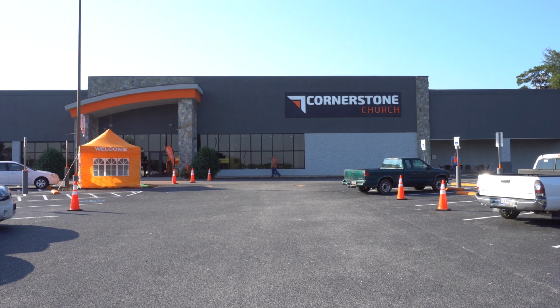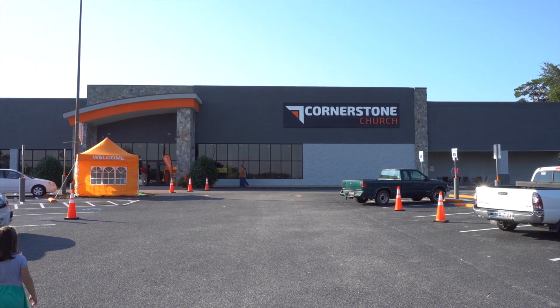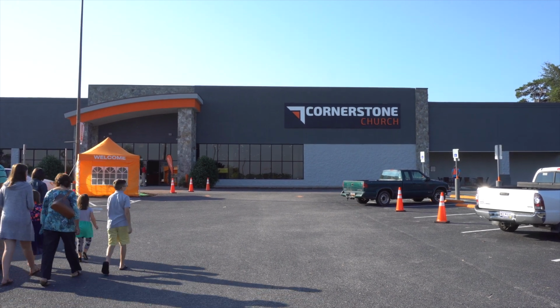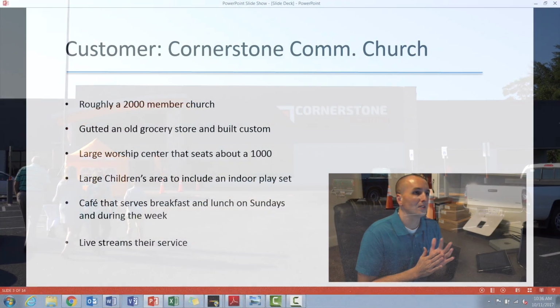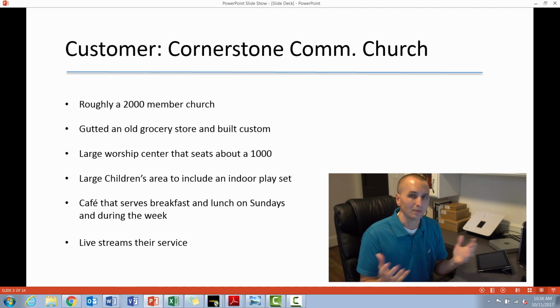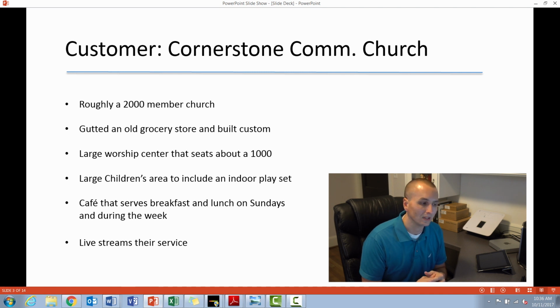It's a church. I live in South Carolina, a church in South Carolina, a larger church. They're roughly a 2,000 member church. What they did was kind of neat. They took an old Winn-Dixie grocery store and they gutted it and built their church from scratch. So they got some really cool elements in there, a really large children's facility. It's got an indoor playground set like you would see at a Chick-fil-A, so that's pretty cool. And they also have a full-fledged cafe that serves breakfast and lunch, not just on Sundays, but throughout the entire week. So that's a pretty cool element.